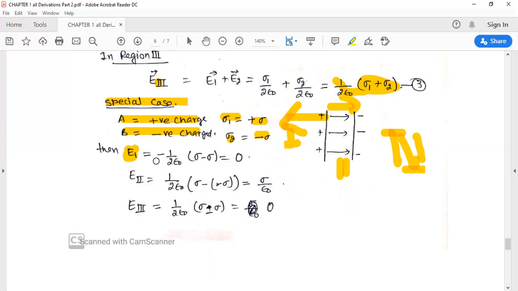Total electric field intensity in this region is minus 1 by 2 epsilon naught into sigma minus sigma. So sigma and sigma will cancel each other, since they are in opposite directions, and you will get 0. In region 2, E2 is 1 by 2 epsilon naught into sigma minus minus sigma, so we will get sigma by epsilon naught. In region 3, this will cancel each other and you will get 0. So this is a special case of the above.